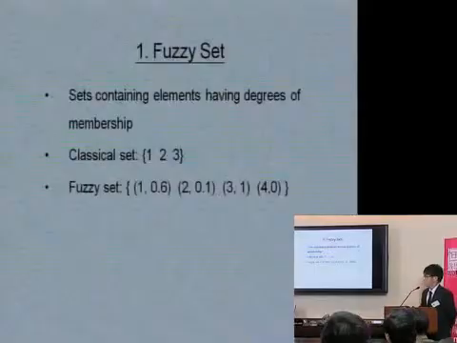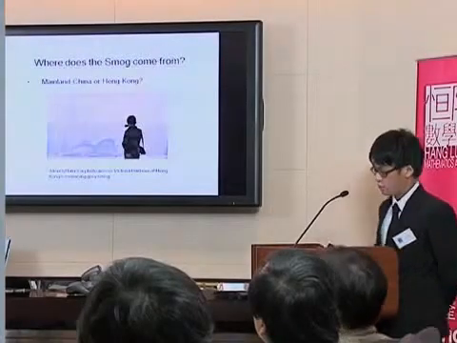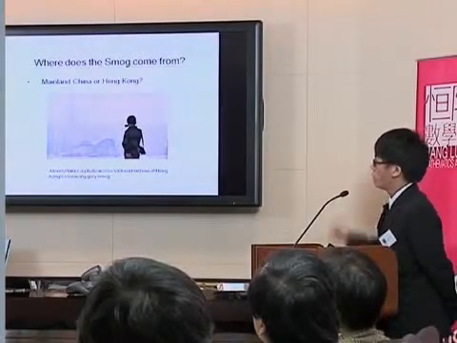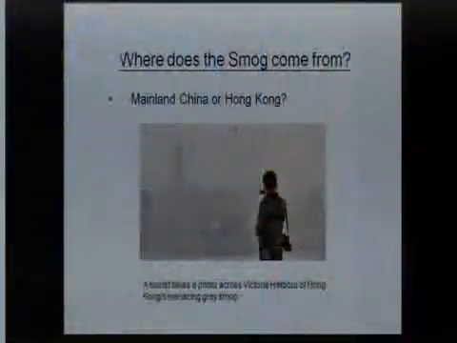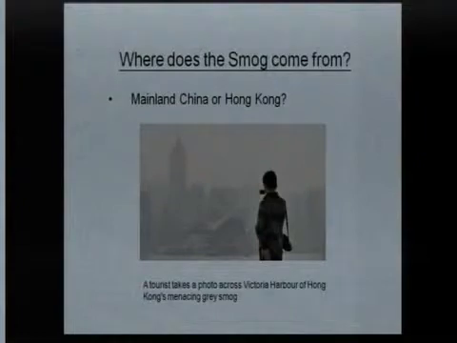With a concrete example, we see Hong Kong, and across the Victoria Harbour, we have some smoke here. This smoke may not come from Hong Kong and may be blown by the wind from mainland China. So how does this smoke classify into Hong Kong or mainland China? We may use the fuzzy set to deal with it.